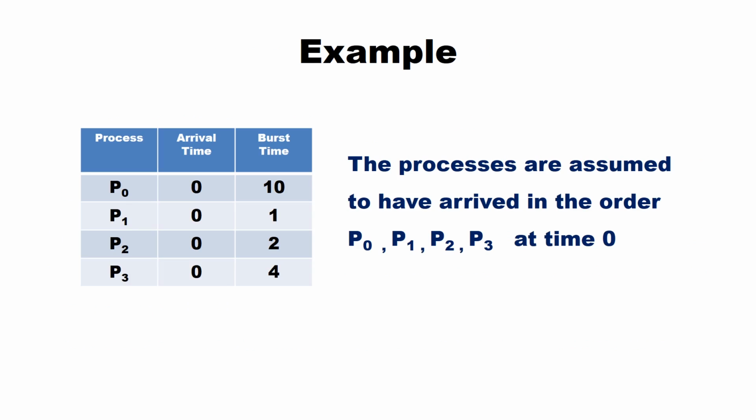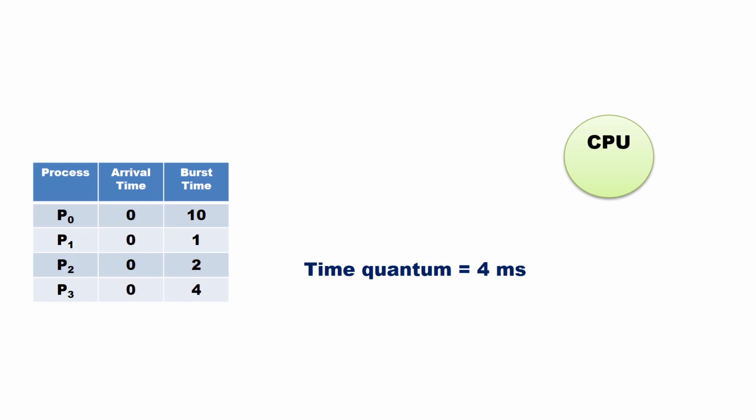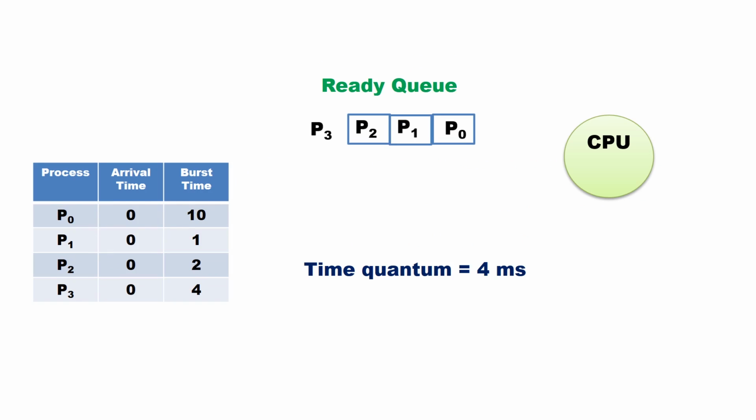Consider the set of processes P0, P1, P2 and P3 arrived in that order at time 0. Let us see how the processes are scheduled using the round-robin algorithm. Assume that the time quantum is 4 milliseconds. The processes are placed in the ready queue in the order of their arrival. First, the CPU is allocated to P0. The burst time of P0 is 10.